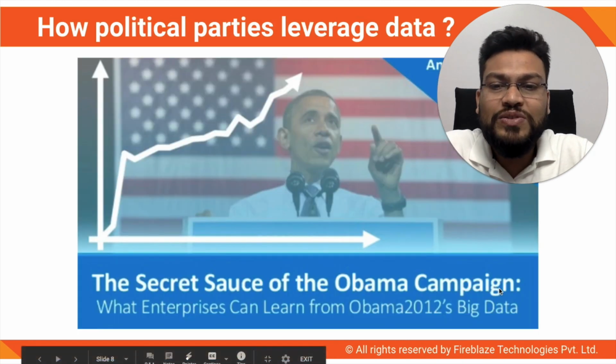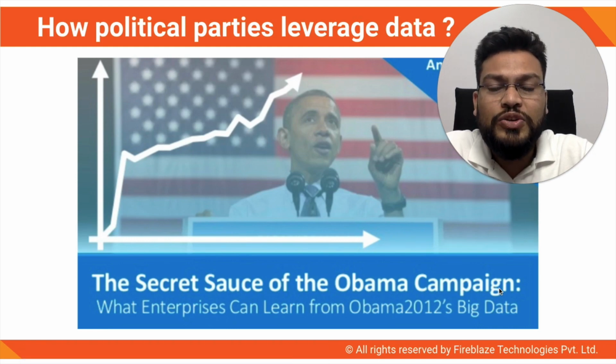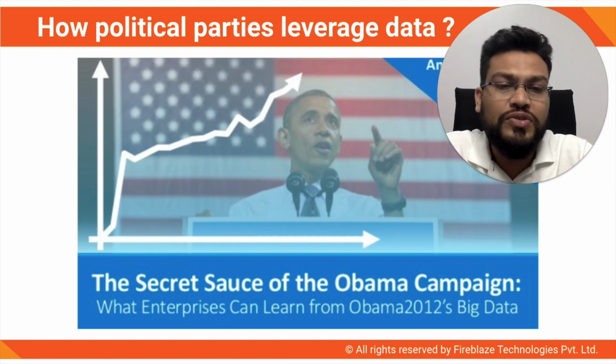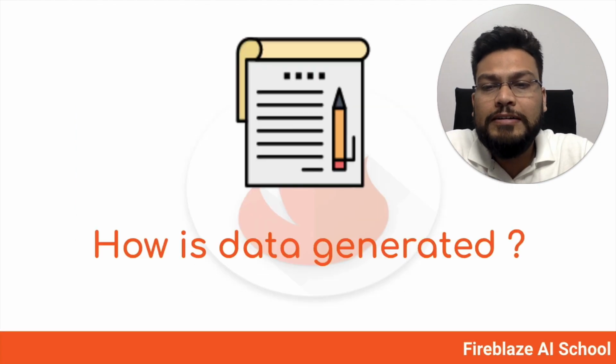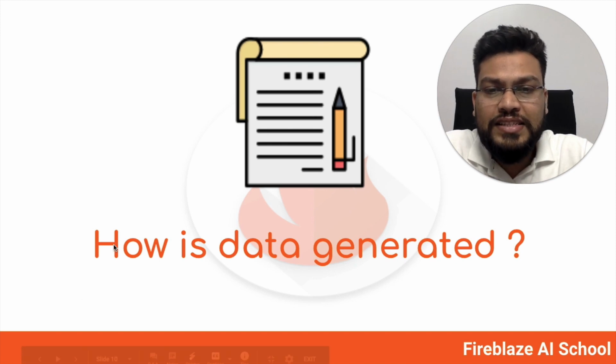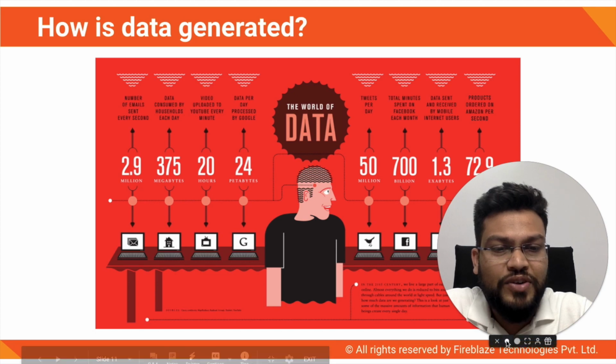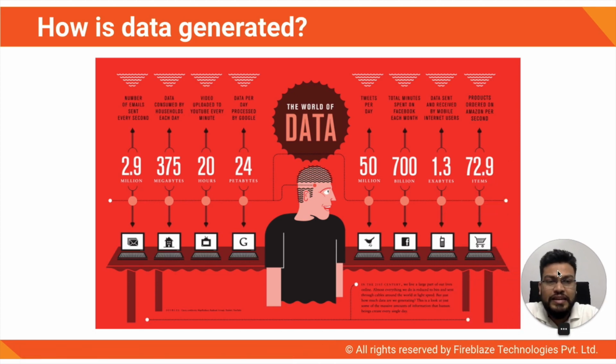Then the next could be politics, how Obama used Facebook data to advertise and all of those things. Now moving ahead, this is one of my favorite decks, so I'll just try to look it up. I got this from one of the sources on the internet. Now what this says is these are the general facts about how data is being generated. This is a year-old photo which I have, but it is very wonderful.